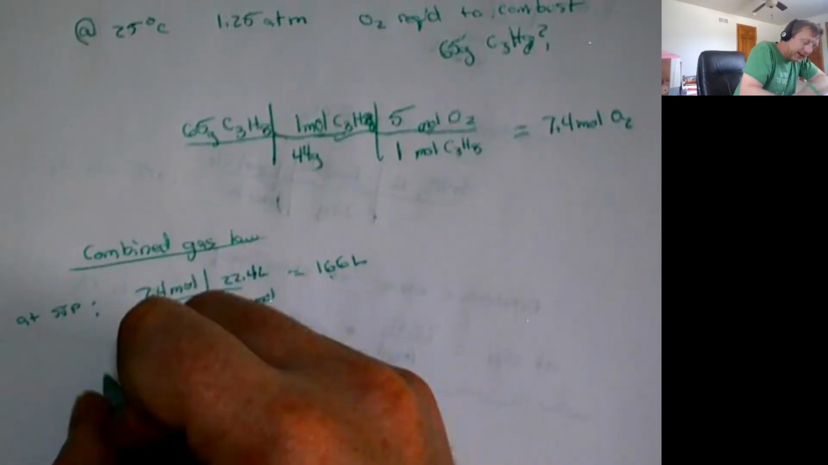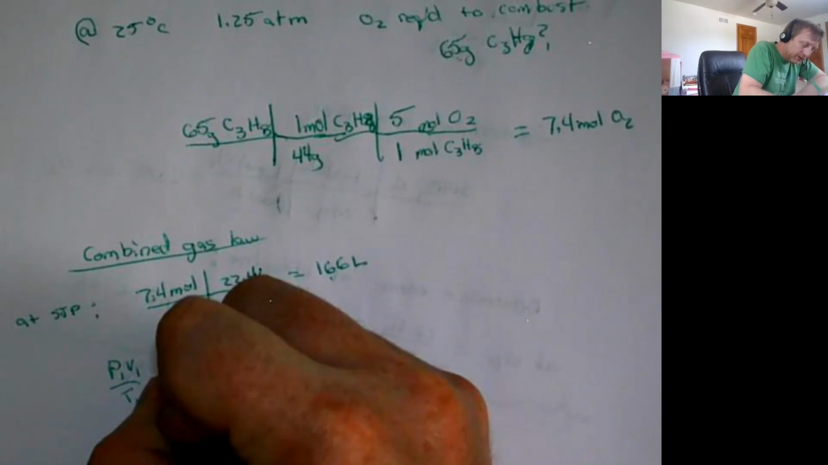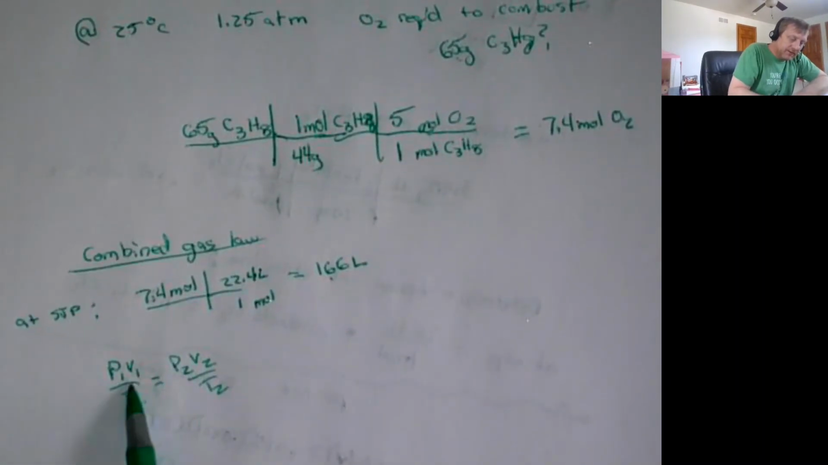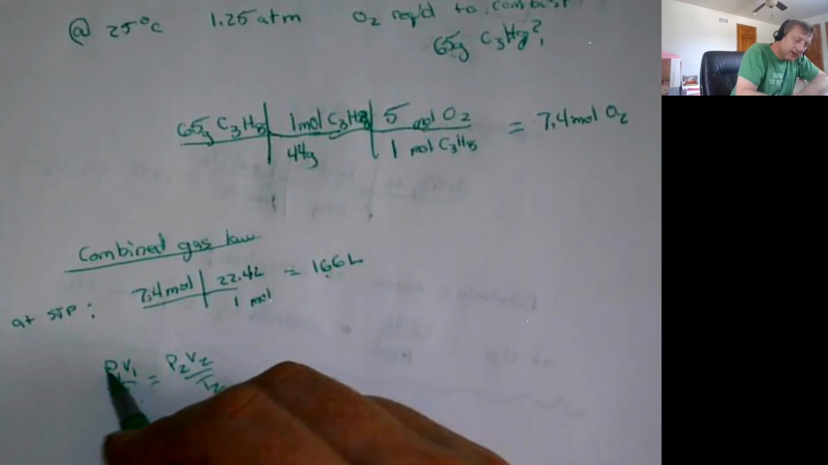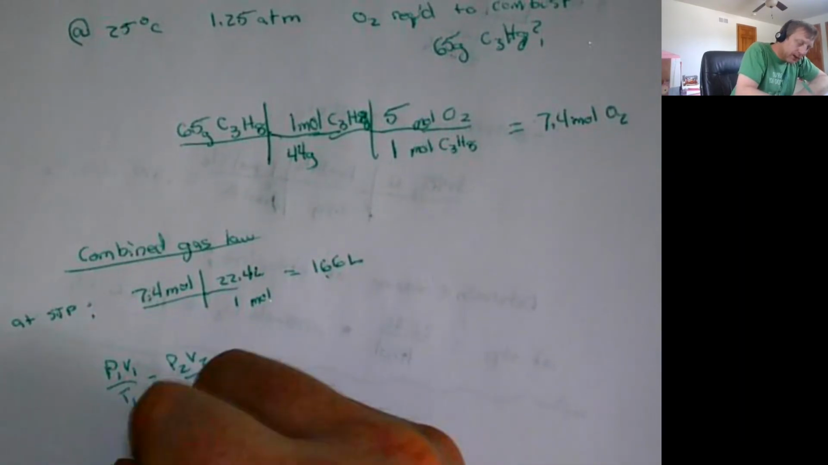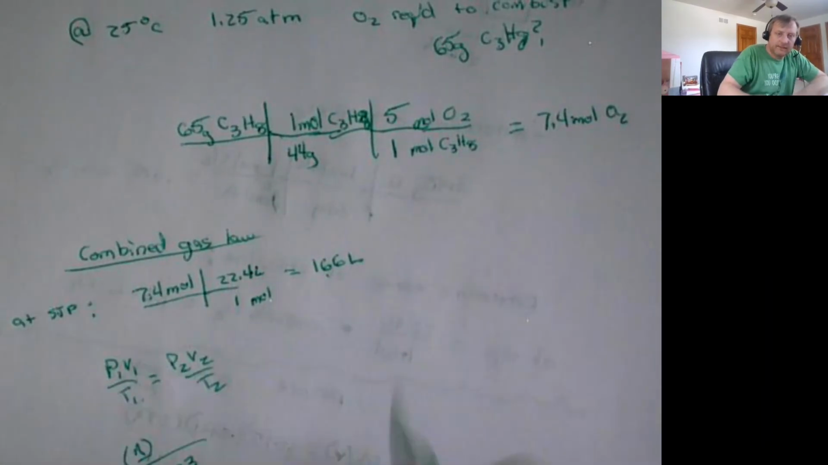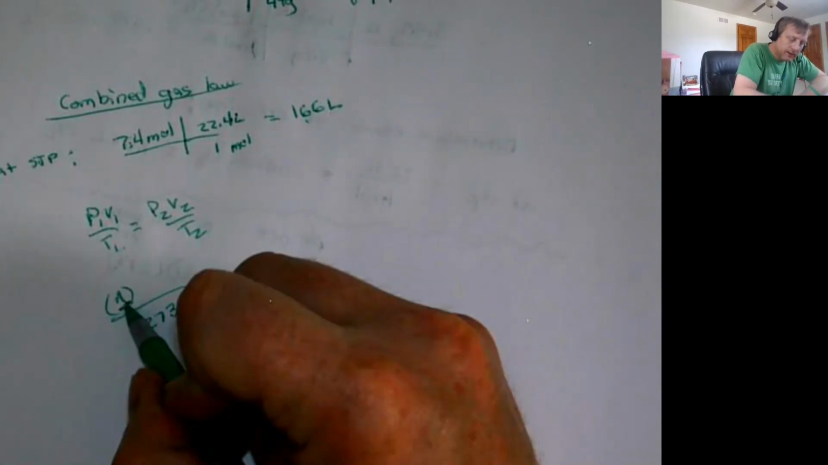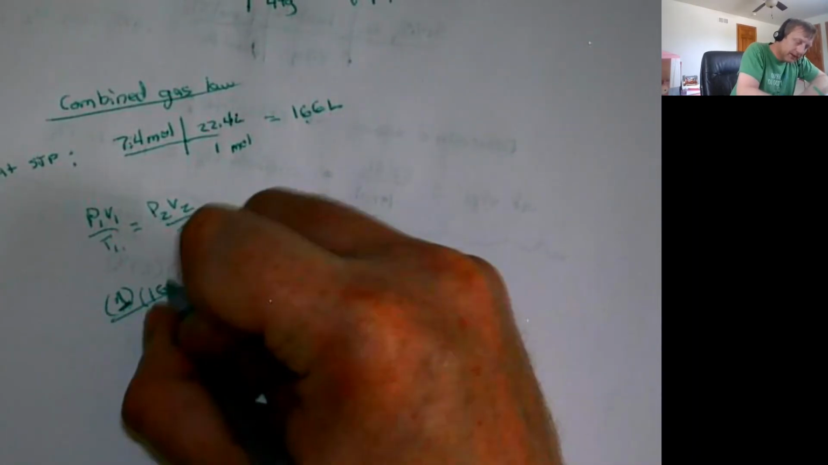So the combined gas law is P1V1 over T1 equals P2V2 over T2. We've got one set of conditions, so we're going to fill out this P1V1, and then we'll fill out and solve on the other side. Here at STP, I have a pressure of 1, a temperature of 273 K, and my volume is this 166 liters.